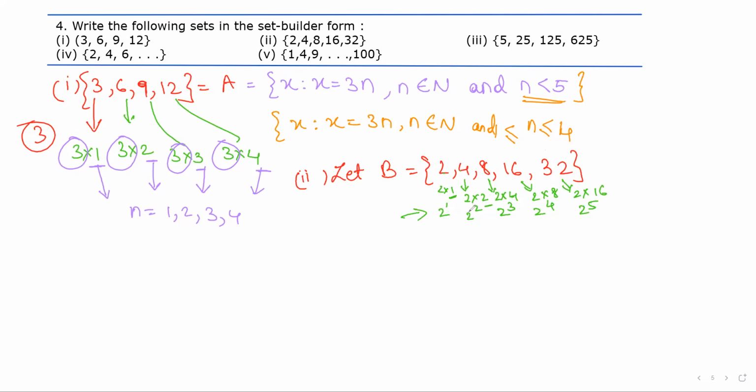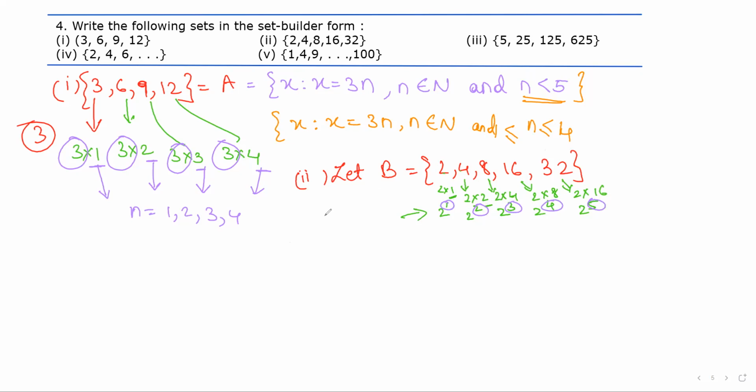B is equal to this one. So square. Your powers are moving linearly. You're incrementing linearly from 1, 2, 3, 4, 5. So now n has 5 values, 1, 2, 3, 4, 5. And n is a natural number, and n is less than 6.